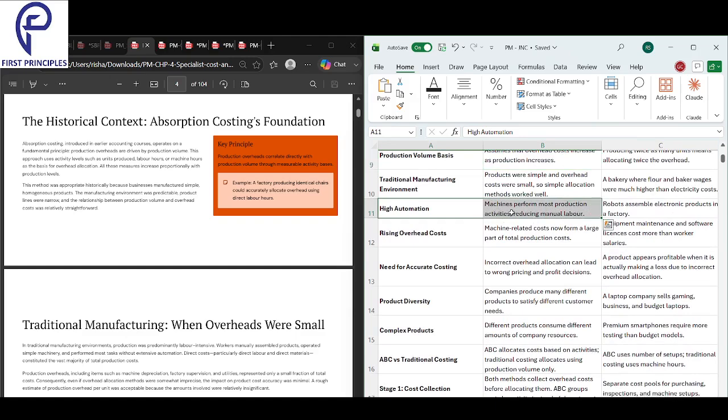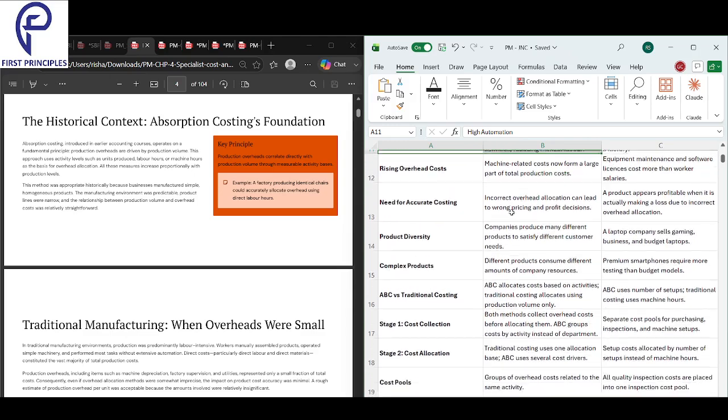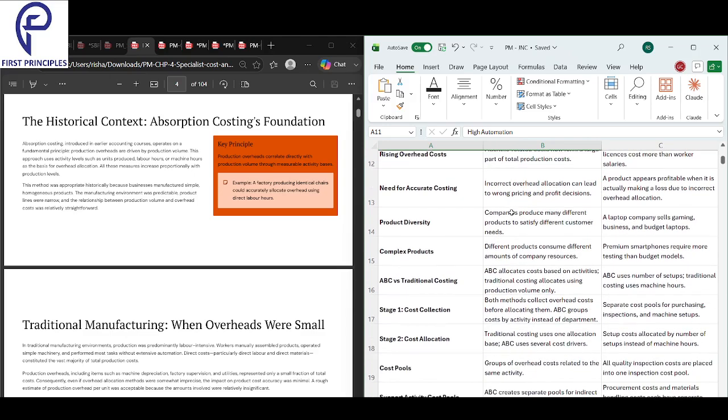But now what has happened? High automation has come. Machines perform most of the production activities, reducing the manual labor. Rising overhead costs: machine related costs have now become a large part of total production costs. Then there's a need for accurate costing because incorrect overhead allocation can lead to a wrong picture and wrong profit decisions. Companies have started to make a lot of different kinds of products to satisfy customer needs. And the products have also become complex. Different products consume different amounts of company resources.